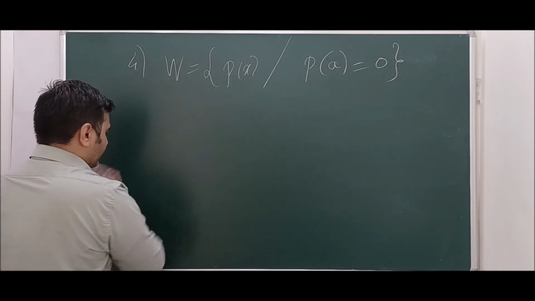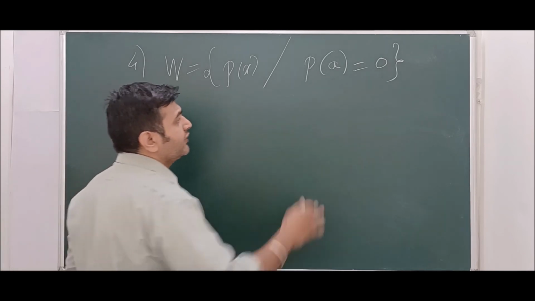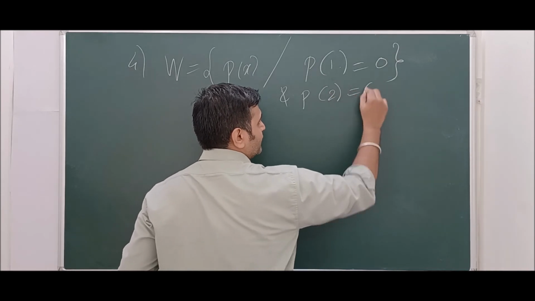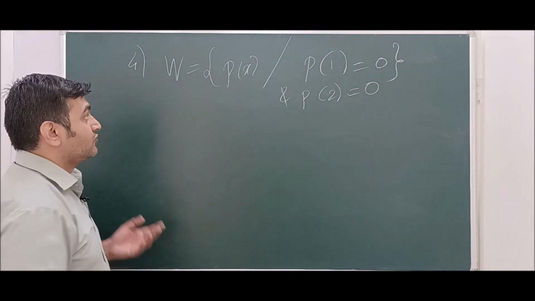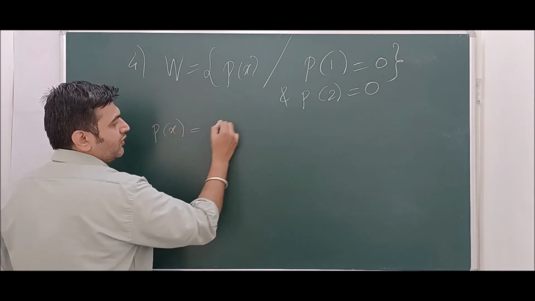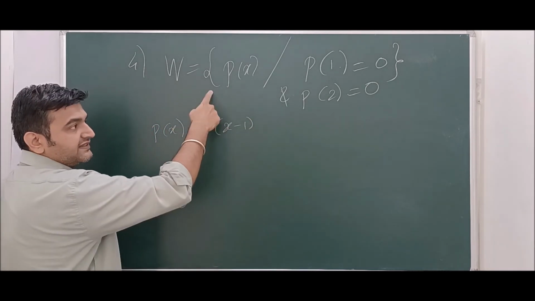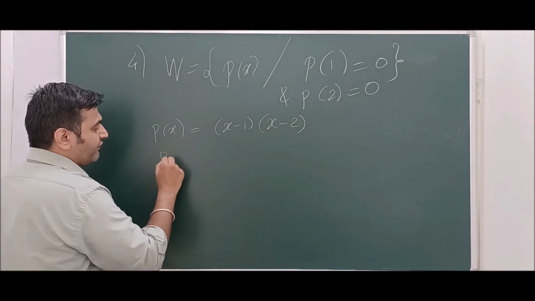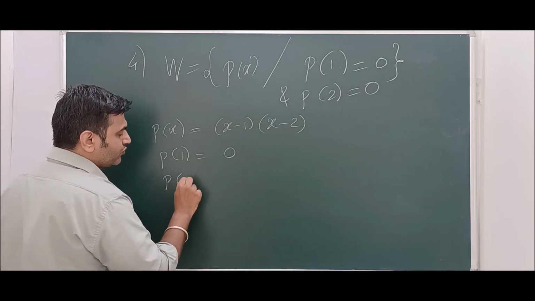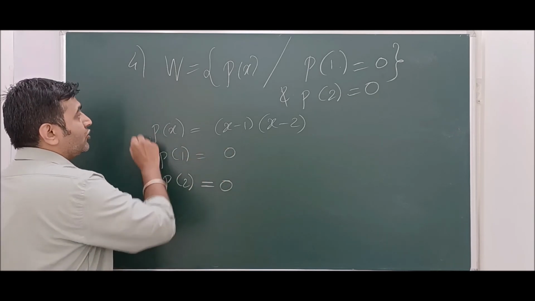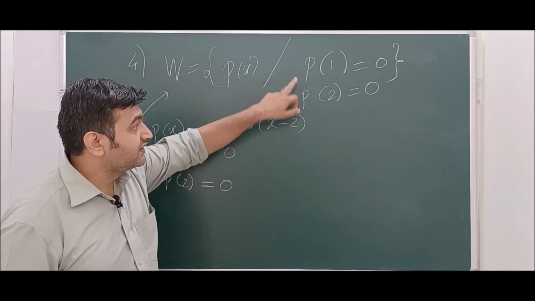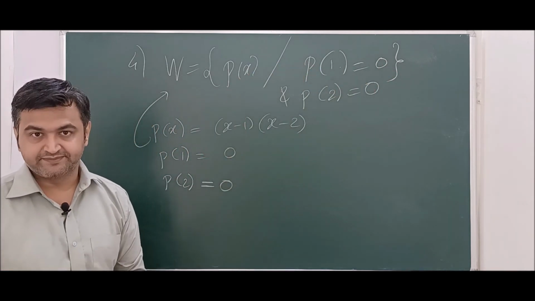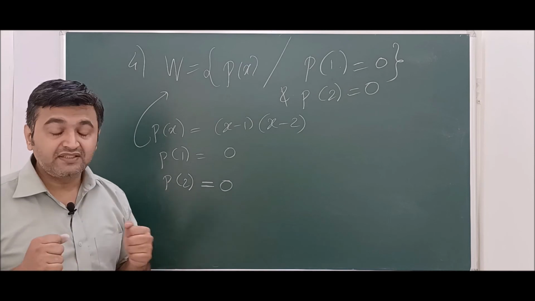Great. Now one can ask one more question. Why did you only take p of 1 equal to 0? Suppose I take p of 1 equal to 0 and p of 2 is also 0. I want two conditions. So can I have a polynomial? Yes, you can have the 0 polynomial. Or if you also take x minus 1 into x minus 2, then what is p of 1? P of 1 is 0. What is p of 2? P of 2 is also 0. So this polynomial belongs to W. So even if you take these two conditions, same thing, the right hand side is 0, then also it will form a subspace. Okay, so this is what I meant by generalization.